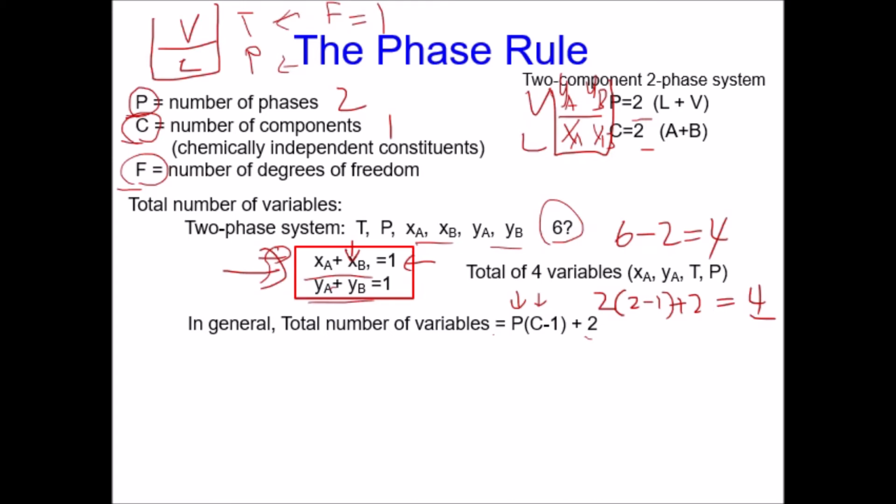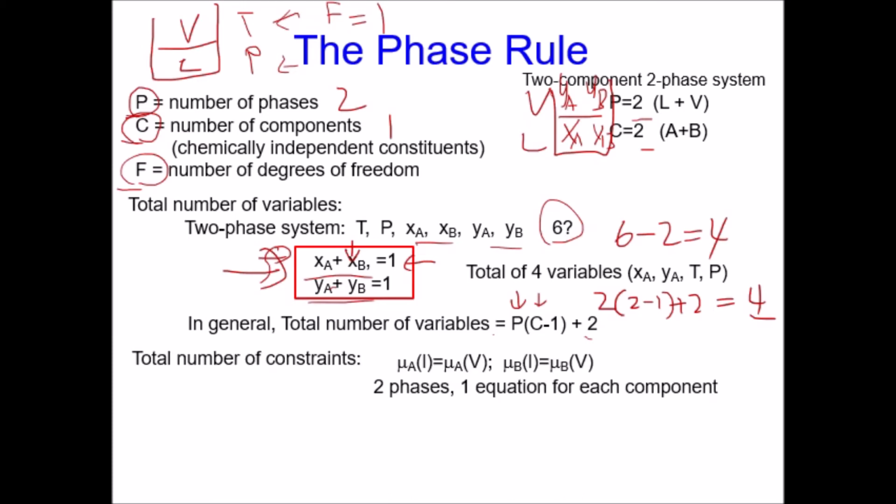completely independent? The answer is no. There are more equations to relate them. Because the phases are in equilibrium, their chemical potentials must be the same. So in this case, you have 2 more equations. One is for A, the chemical potential in the liquid equals the chemical potential in the gas phase. And there's another one for B. And therefore, you have 2 more equations.